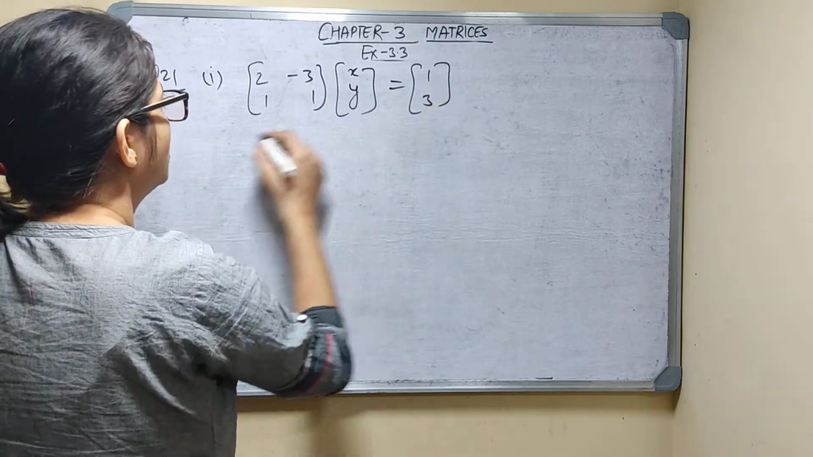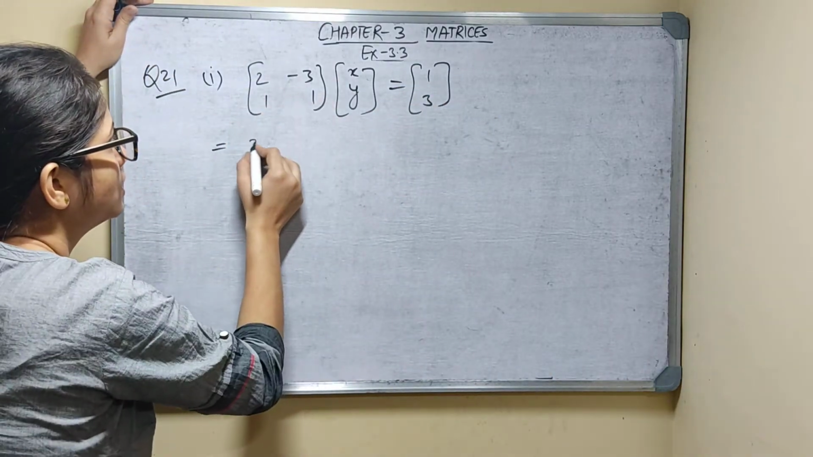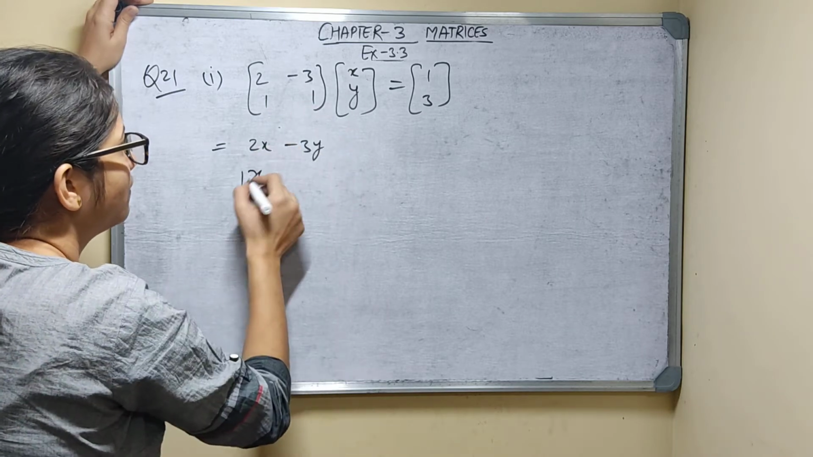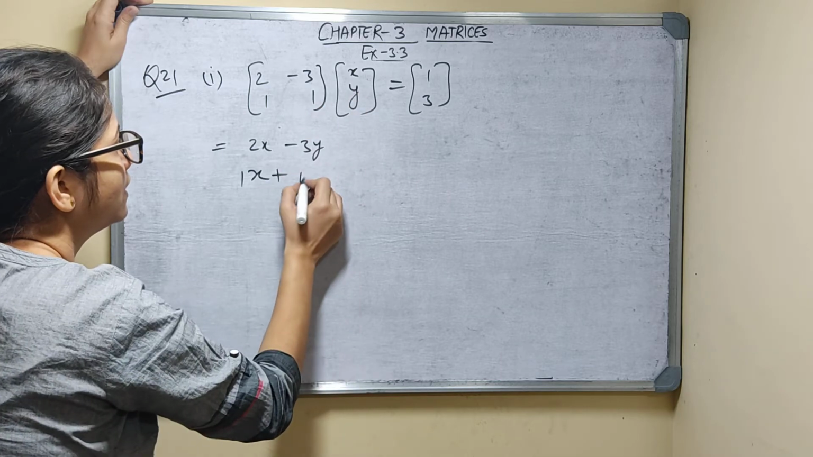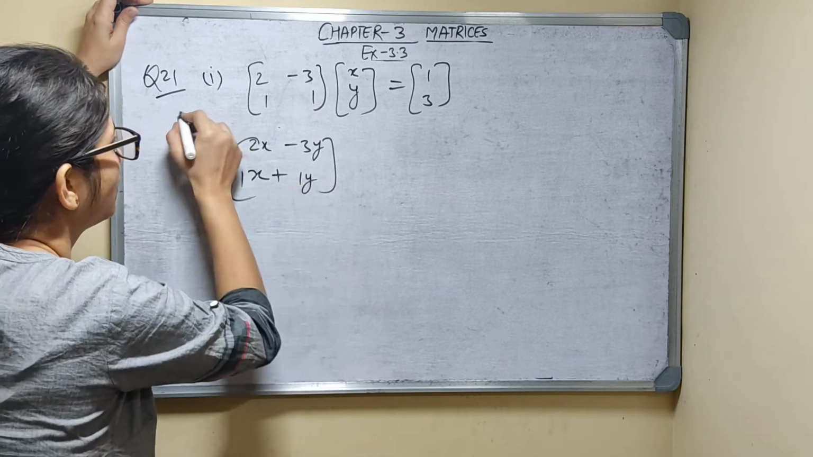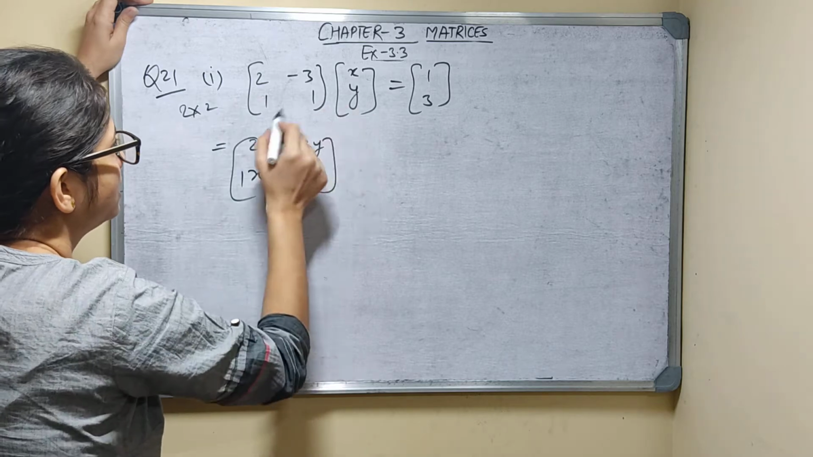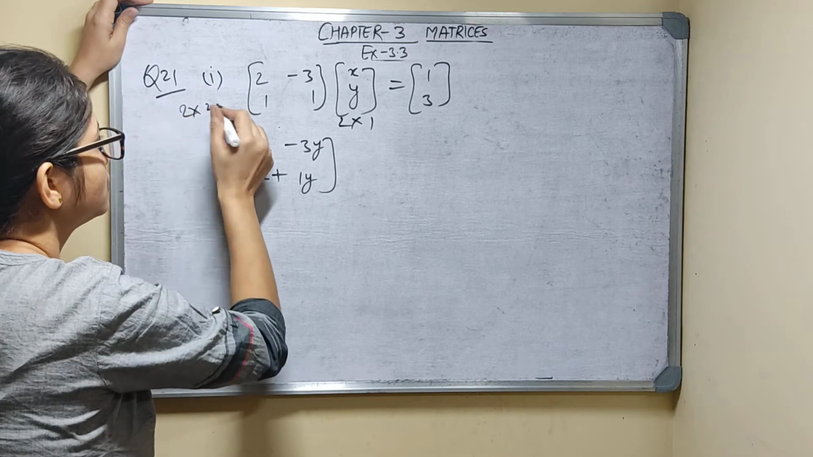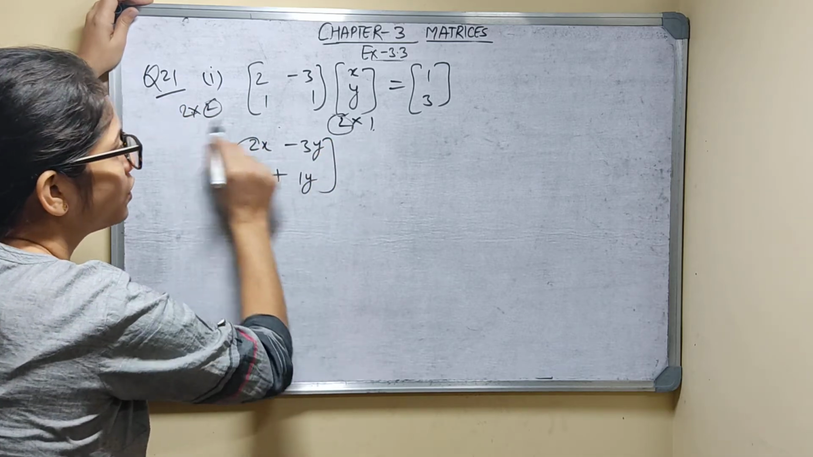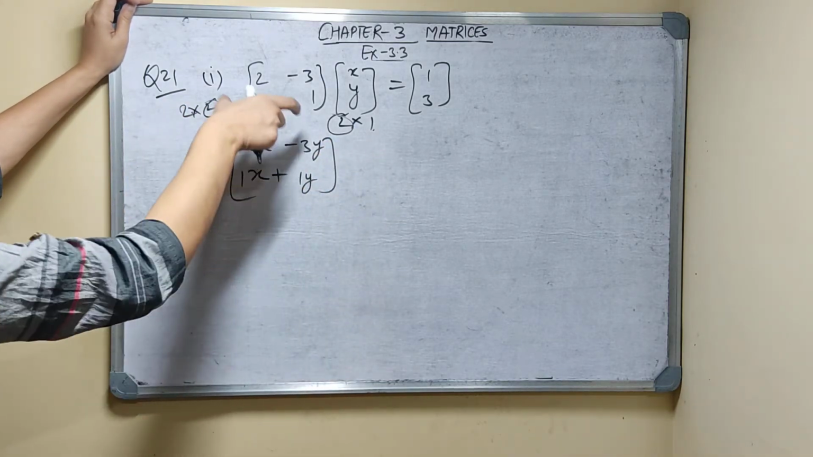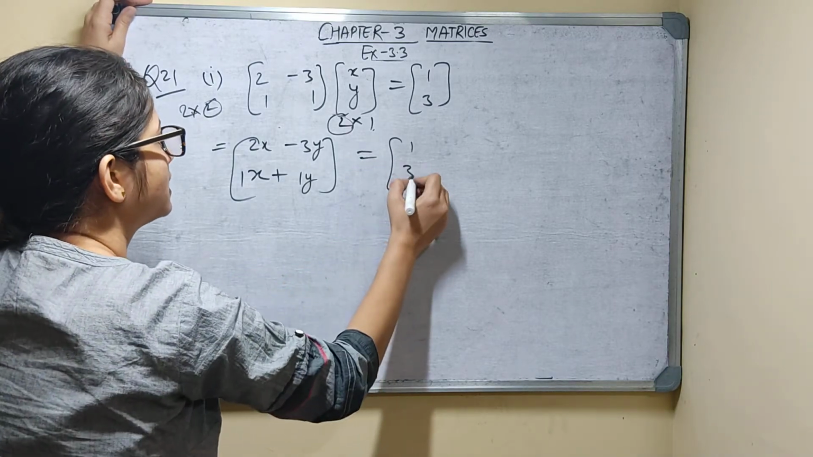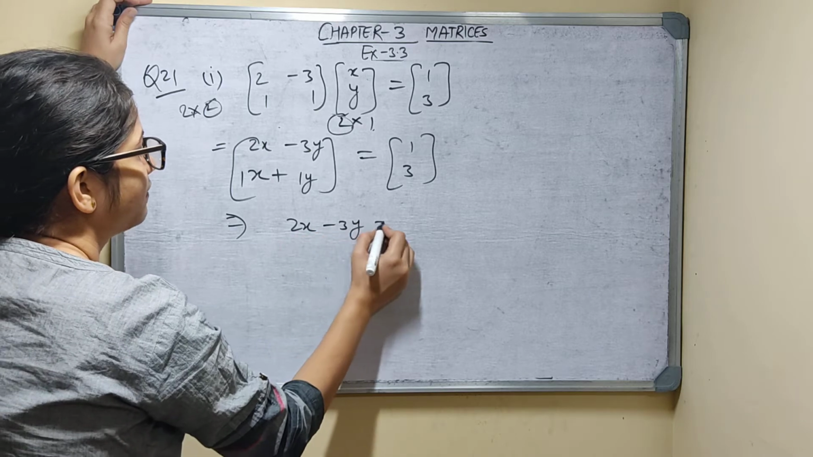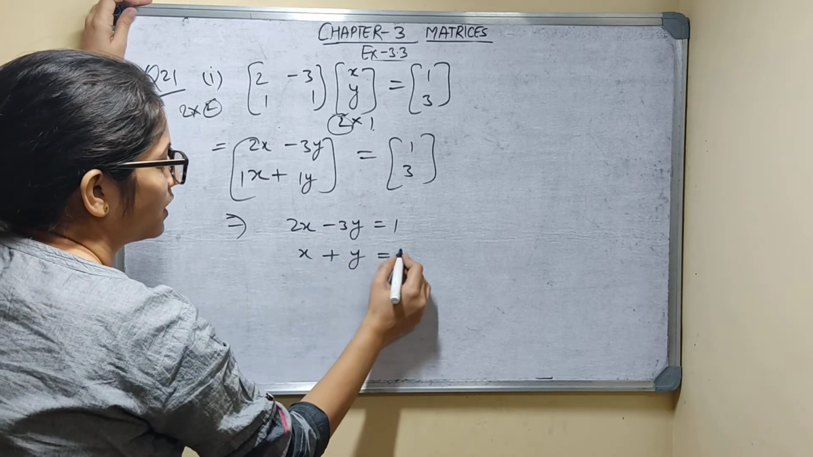You can multiply first. 2 into x, 2x, minus 3 into y, minus 3y. 1 into x, 1x, 1 into y, plus 1y. This is what? 2 rows, 2 columns. Here, 2 rows, 1 column. So, you will get a matrix of 2 rows, 1 column, is equal to [1; 3]. So, you can equate 2x minus 3y is equal to 1 and x plus y is equal to 3.